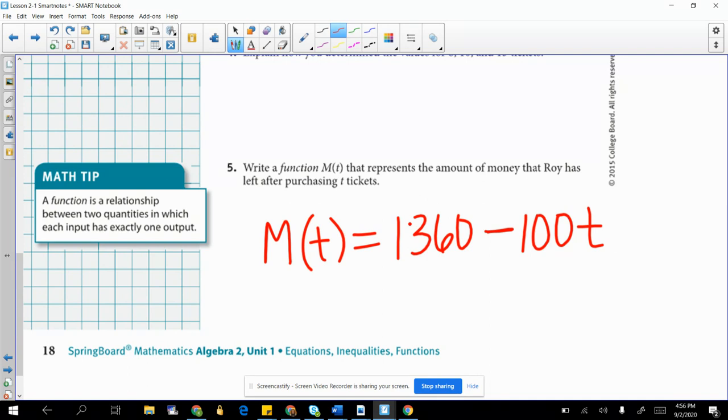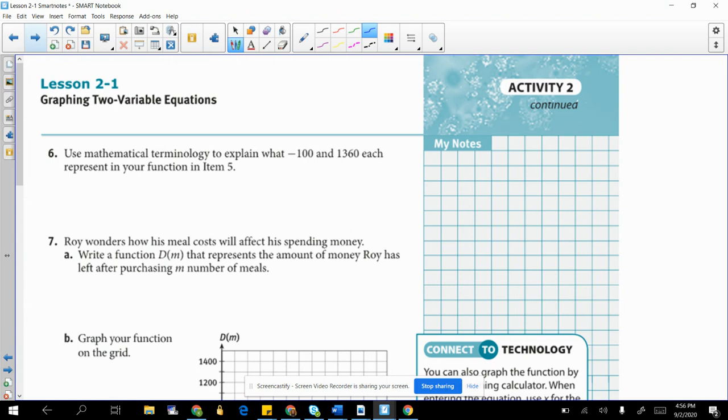Your little math tip over here says that a function is a relationship between two quantities in which each input has exactly one output. So the input would be the number of tickets, and the output would be the amount of money Roy will have left. All right, awesome. Let's keep moving.